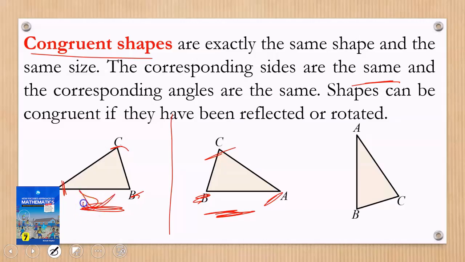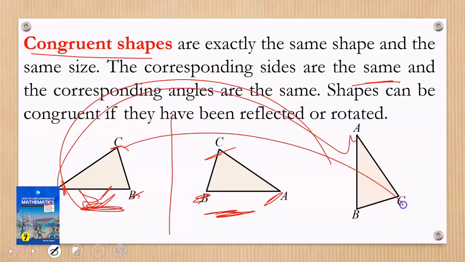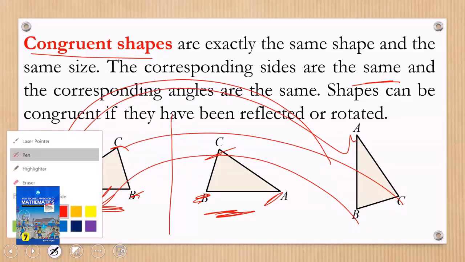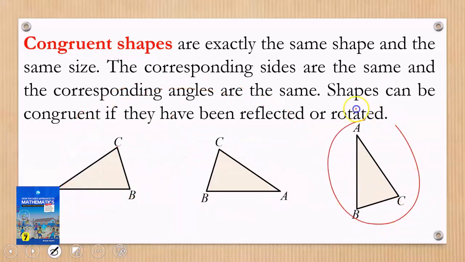Now, if I rotate this original this way, then it means that A goes up and then C comes here and then B comes here. When that happens, you see that the shape has been rotated. But if you compare this shape to that shape, the size is the same, right? And then the shape also is the same. The difference is the orientation, the positioning. So we can say that triangle ABC here is congruent to triangle ABC here and is congruent to triangle ABC here as well. So this is what we call congruent shapes.